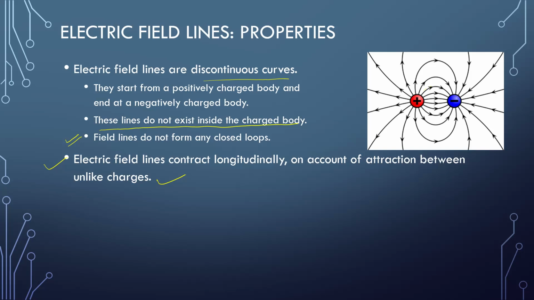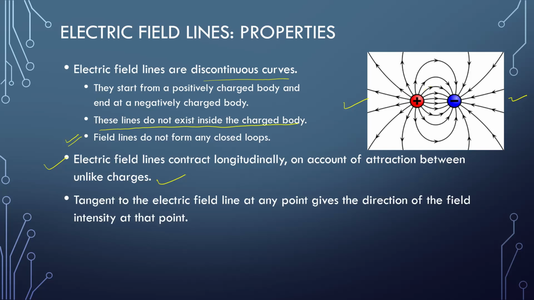Now why are the lines of force going in this particular manner? Why are they bending and going in this particular manner? Because there is a force of attraction between the positive charge and the negative charge. That is why they are contracting longitudinally on account of attraction between the two charges, unlike charges.